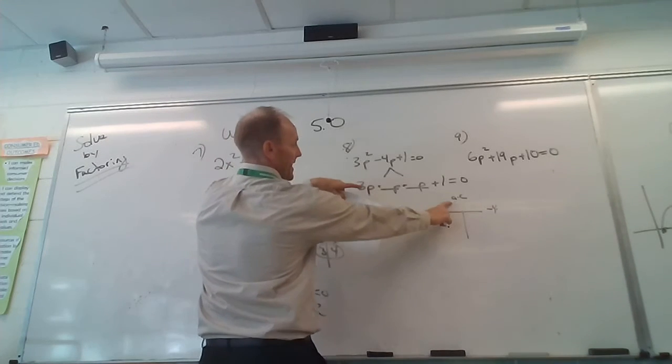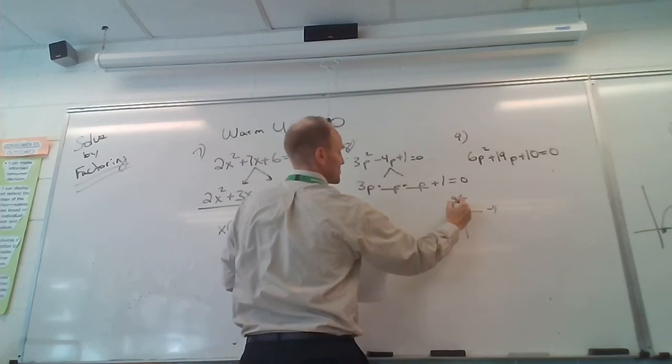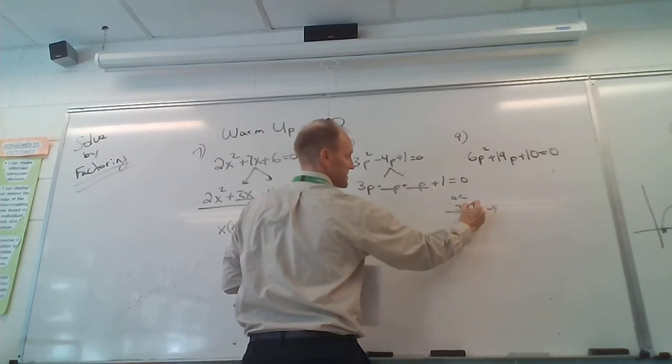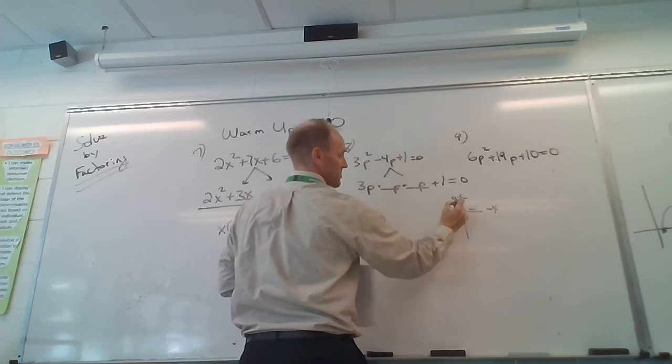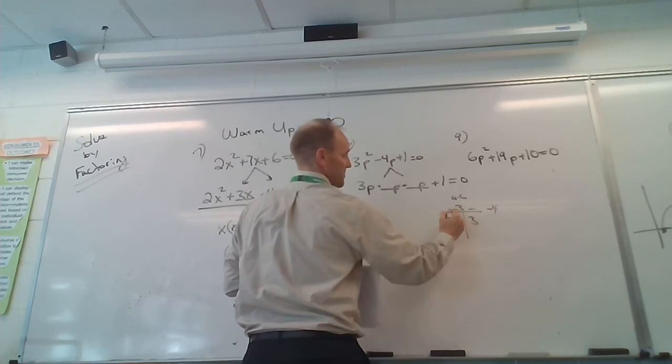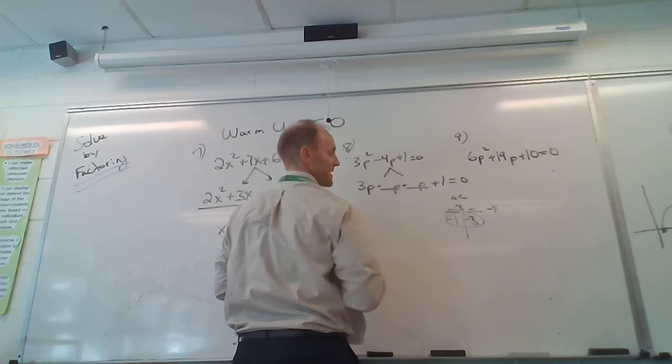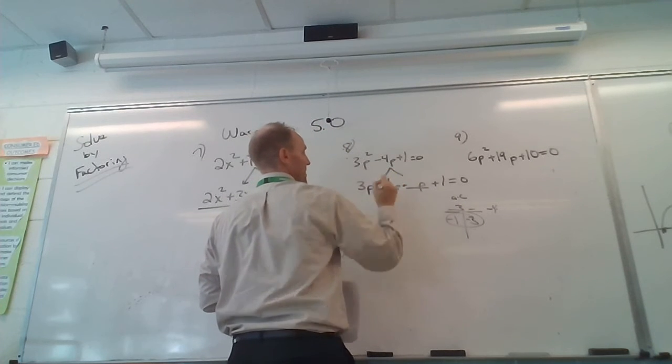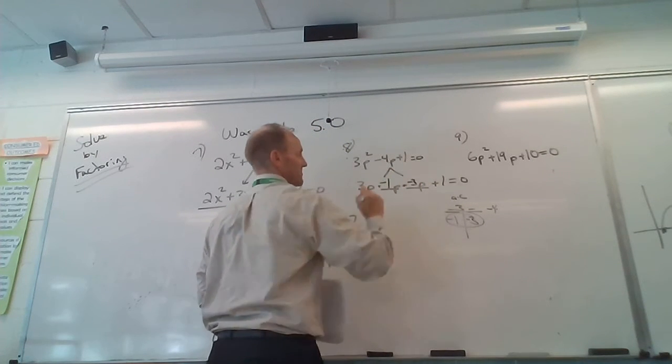All right, so a times c, 3 times 1, which is 3. So I know this is a negative, and they must multiply to be positive, so they're both negatives. And this is the only thing that multiplies to be 3 and adds to be negative 4. So this would be negative 1. This is negative 3.